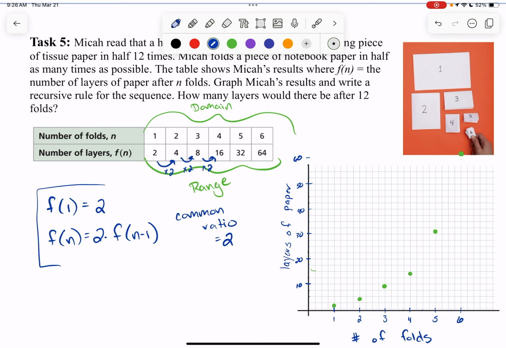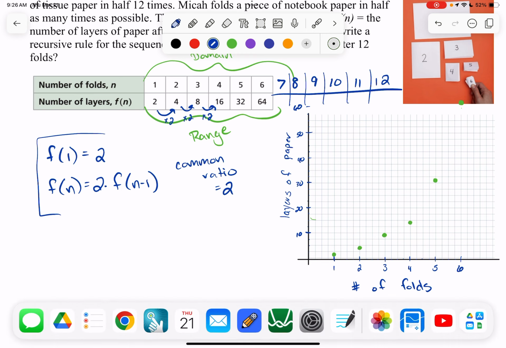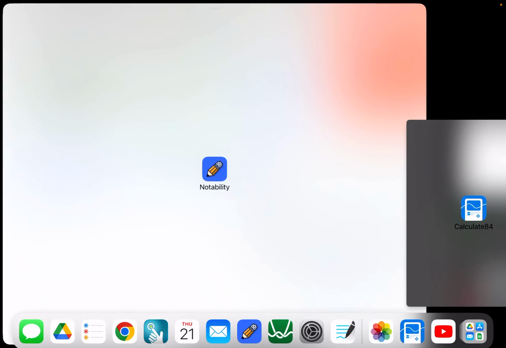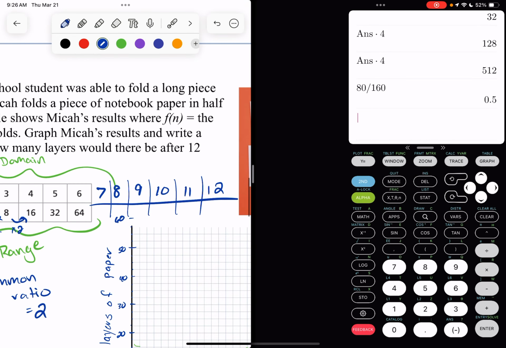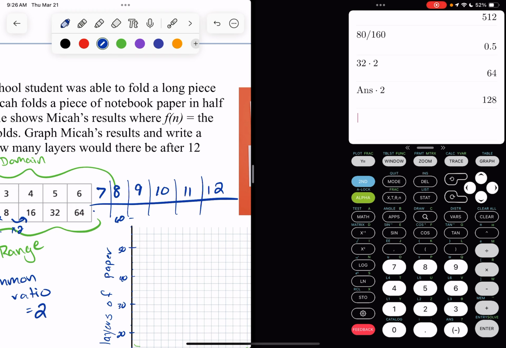How many layers would there be after 12 folds? So we're going to have to find 7, 8, 9, 10, 11 to get to 12. We have to find all those in betweens. This is where the recursive rule is not as useful as other rules, because I have to find all the ones in between. So we take the 32 multiplied by 2, which is 64. I'm just starting partway in here. 64 times 2 is 128.